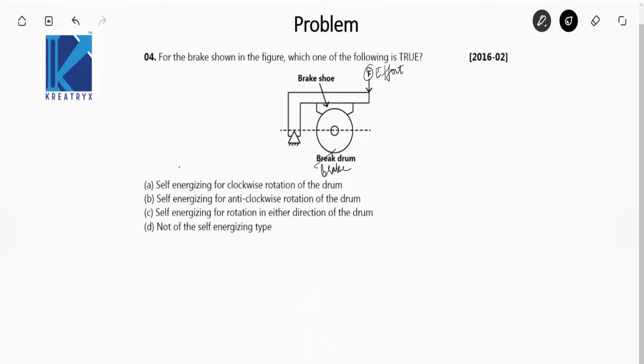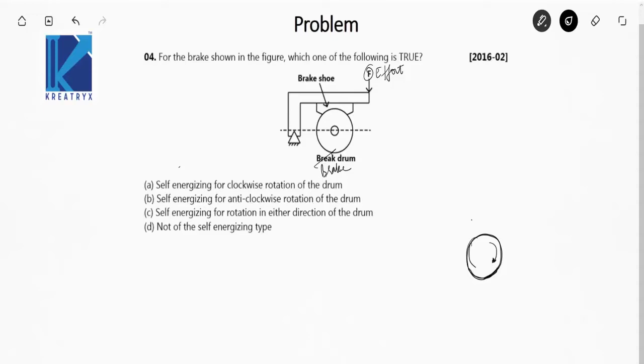The brake is said to be self-energizing brake. Let's see whether it is for clockwise or anti-clockwise rotation of the drum. Let's assume that the brake drum is rotating in the clockwise direction first of all. So this is our brake drum, and this is the brake shoe.